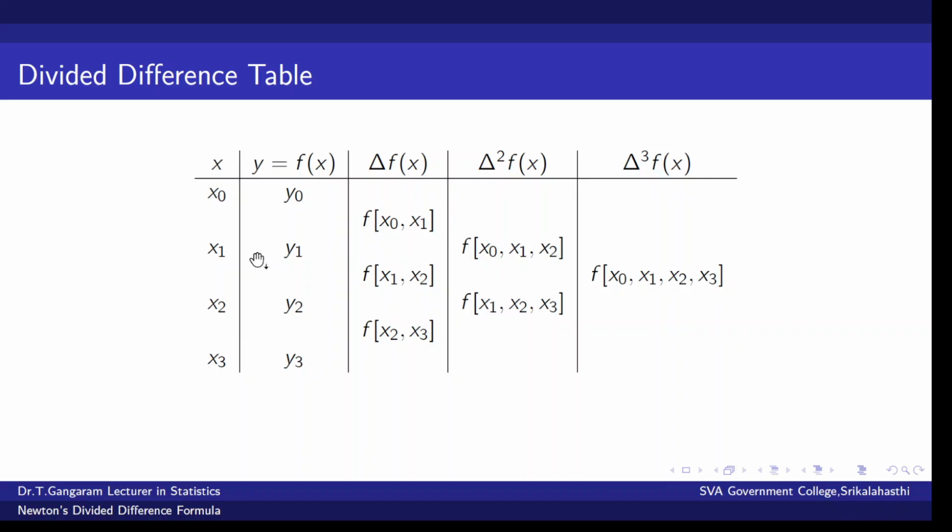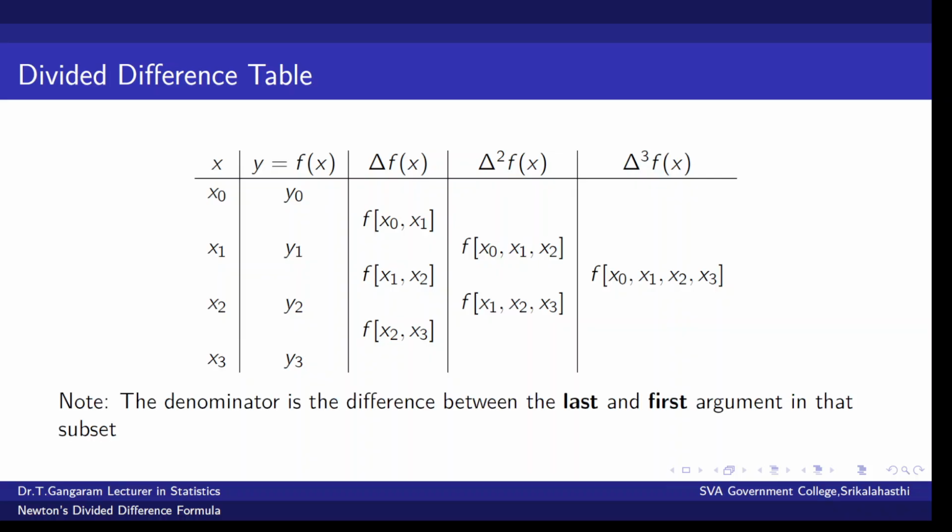This is the divided difference table, the construction of the divided difference table. Here x values are the arguments and y values are entries. First order divided difference, f of x0, x1, and so on. This is the second order divided difference. This is the third order divided difference. The denominator is the difference between the last and first arguments in that subset.